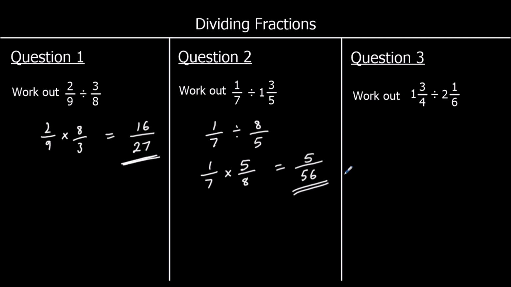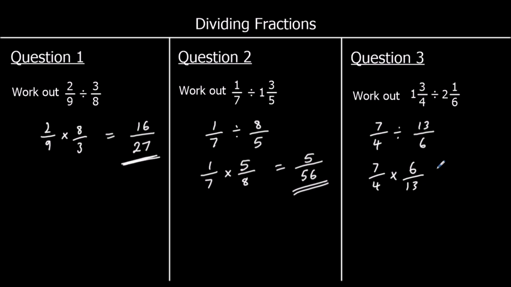And question 3. Let's get rid of the mixed numbers. So 1 whole one is 4/4, plus 3/4 makes 7/4. And 2 whole ones and 1/6. So 2 whole ones is 12. 2 times 6 is 12. Plus another one is 13. So we've got 7/4 divided by 13/6, which will be the same as 7/4 times 6/13. So let's times the top and times the bottom.